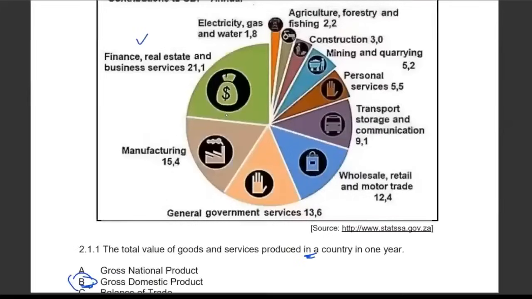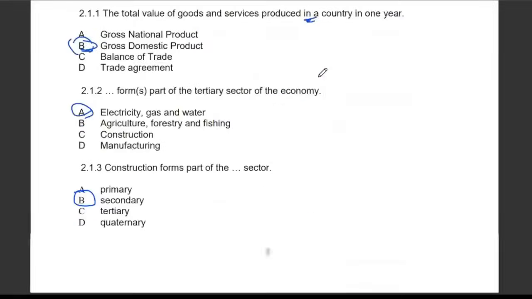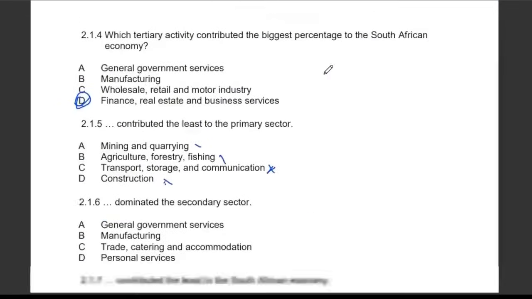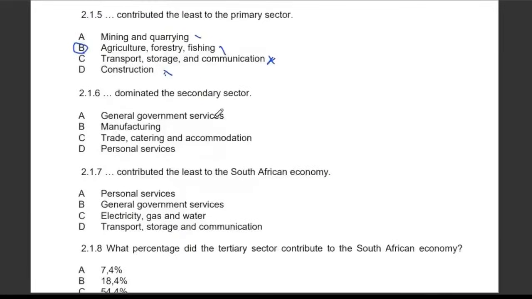Mining and quarrying, you can see, is at 5.2. Then the other one, agriculture, forestry and fishing, is 2.2. So we are comparing 5.2 and 2.2. Agriculture, forestry and fishing is the one that contributed the least. So our response is B, agriculture, forestry and fishing. Right, we'll move on to the next question.